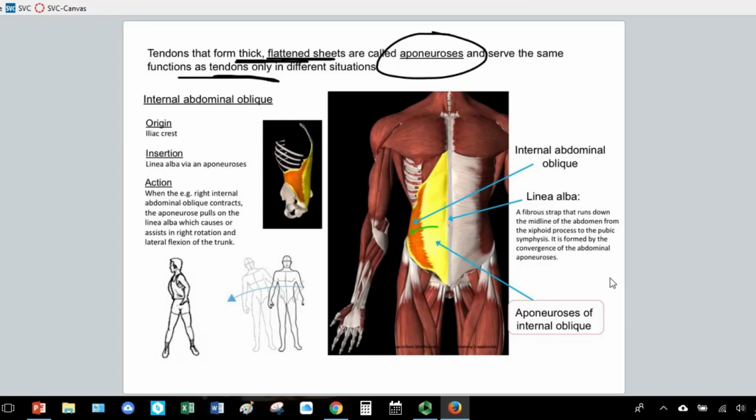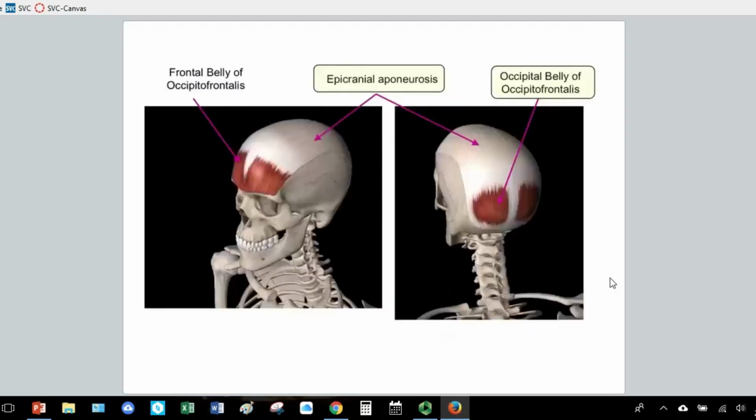So let me point out some aponeuroses here. This is an aponeurosis right there. It's a flattened tendon, and this is the aponeurosis of one of the abdominal muscles, the internal abdominal oblique. When it contracts, that contraction force is transferred to the aponeurosis, which pulls on whatever structure it's attached to. These are some other aponeuroses, the epicranial aponeuroses on top of the head, basically flattened tendons.